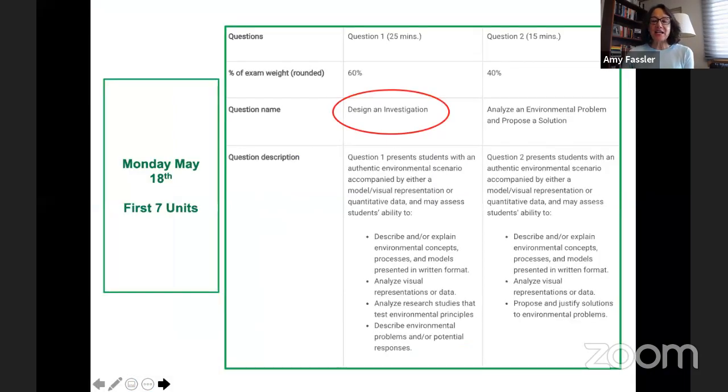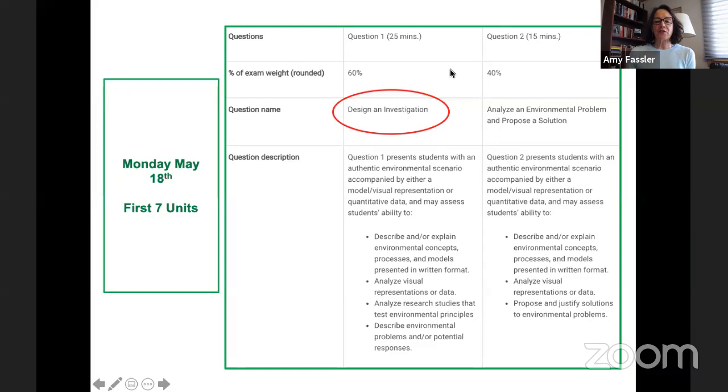And so we're going to take just a minute and look at this slide that you've seen a couple times already and are probably going to see a couple more times to remind you the date of your national exam, Monday, May 18th, and that you're going to write 2 FRQ questions. One of them is focused on designing an investigation, the other on proposing a solution. And remember, the first 2 bulleted points here are the same.